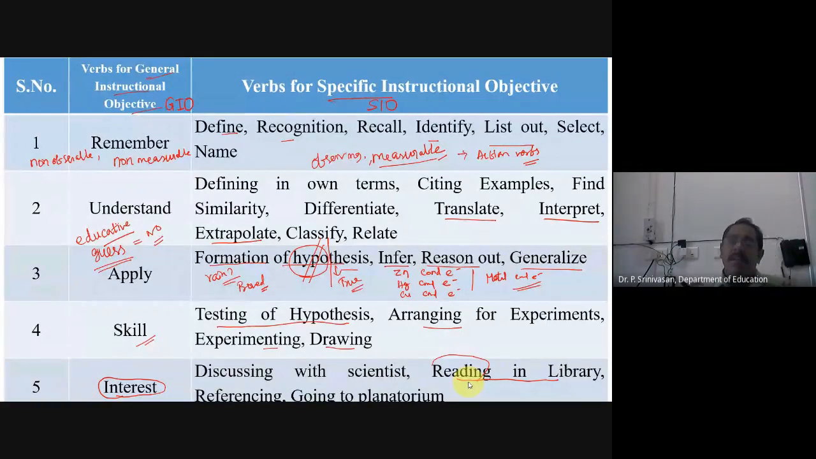Now we have condensed all those 16 subdomains into 5 GAOs and 5 SIOs. So GAOs are inactive verbs. They are non-observable, non-measurable. GAOs we directly borrowed from Benjamin Bloom's, but that is not useful for us. We need active verbs. We have to observe. We have to measure. Unless and until we measure, why are we measuring and why are we observing? What is the usefulness of this? Why measure at all?